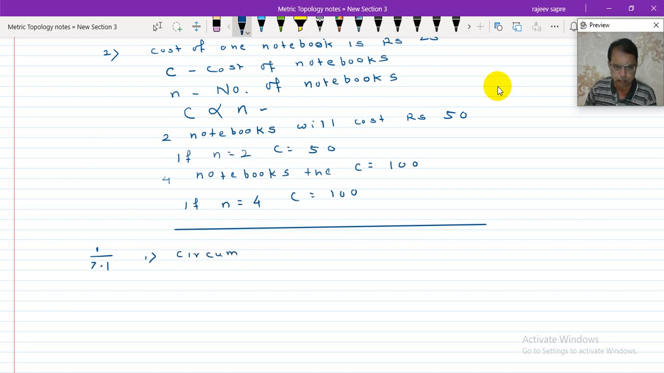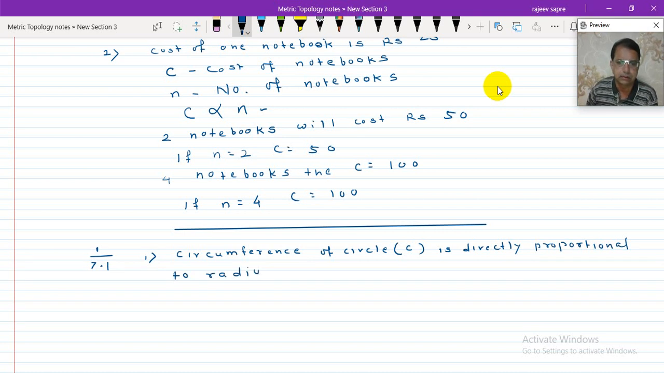Circumference, म्हणजे परिघ. Circumference of the circle, say त्याला आपण त्यांनी व्हेरिएबल दिलेला आहे C, is directly proportional to its radius R. So what does it mean? How will you write it? C alpha R.